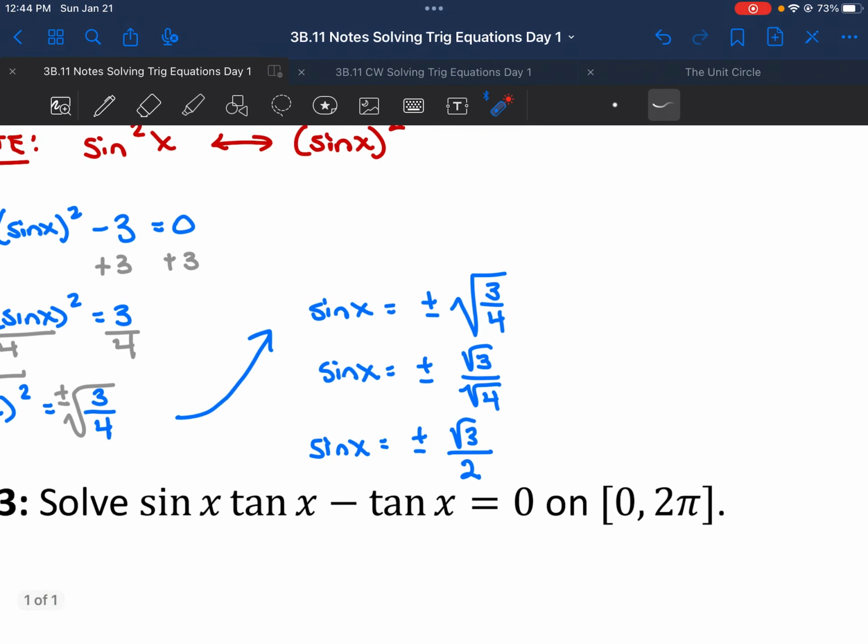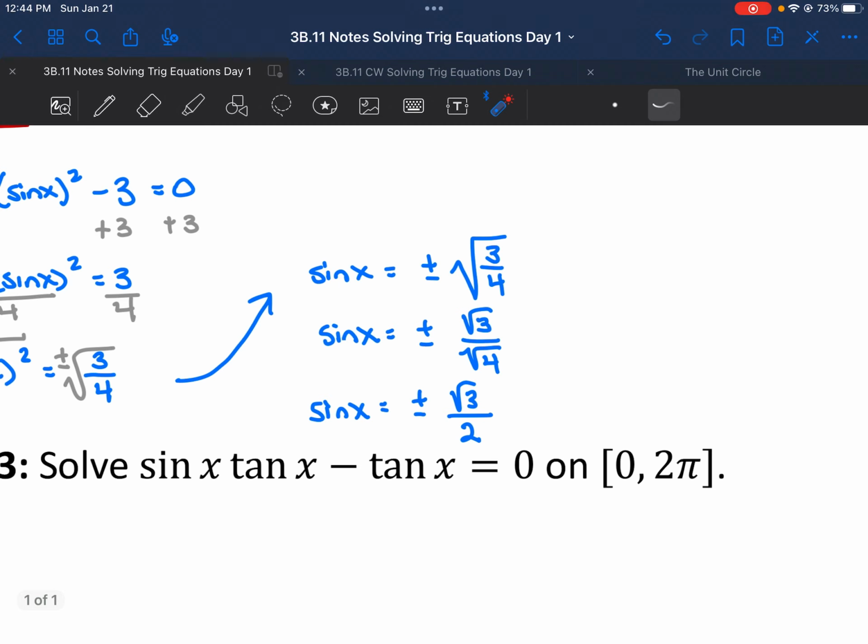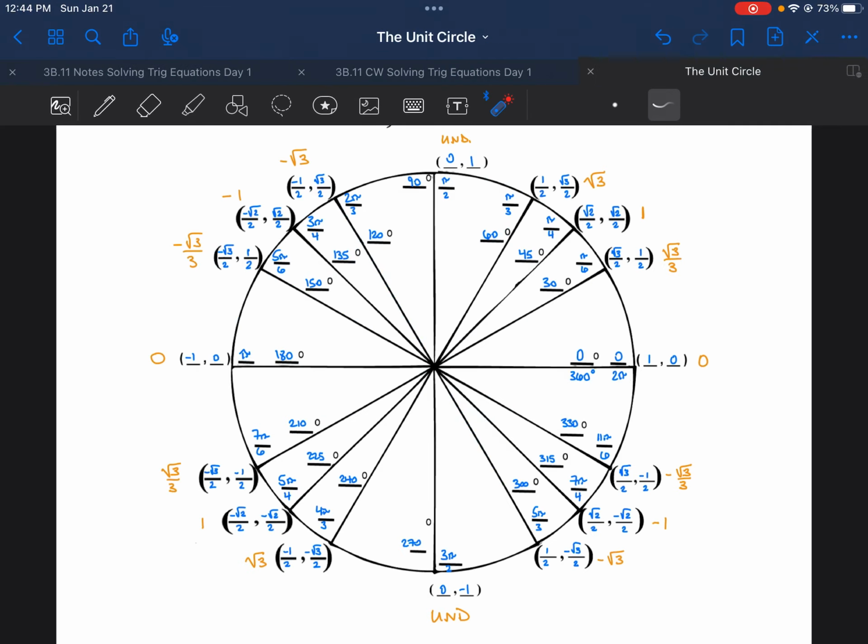Okay, so now the problem is having us look at, we want to find all angles from 0 to 2 pi that have sine values of either positive square root of 3 over 2 or negative square root of 3 over 2. So we're looking for positive and negative square root of 3 over 2 for the sine values. And we know the sine values are the y values. So let's jump over to the unit circle.